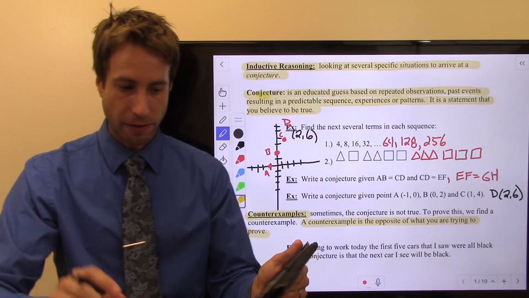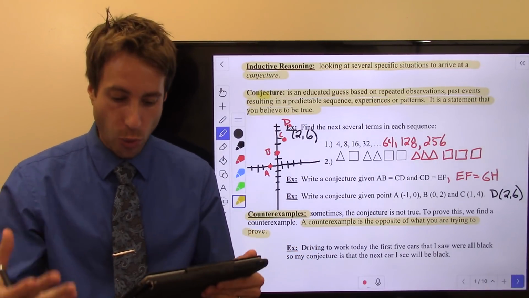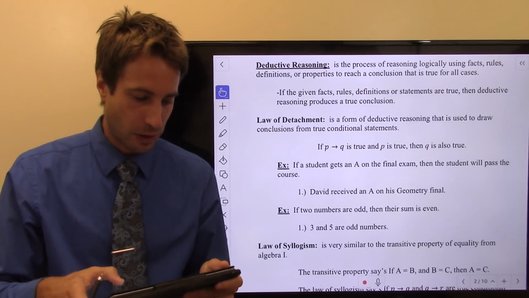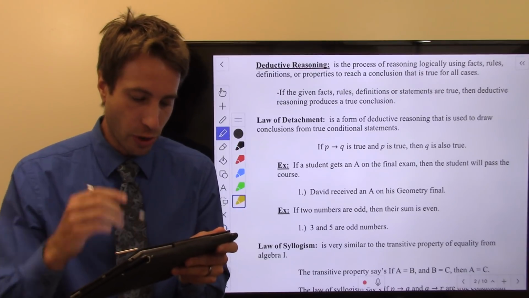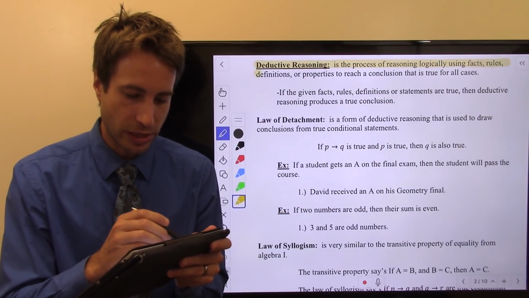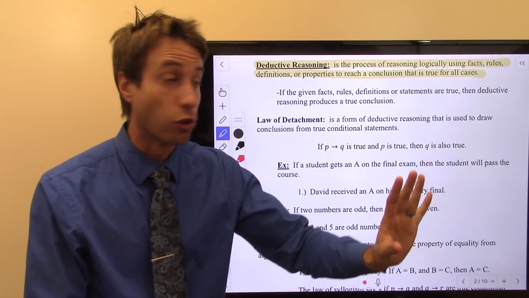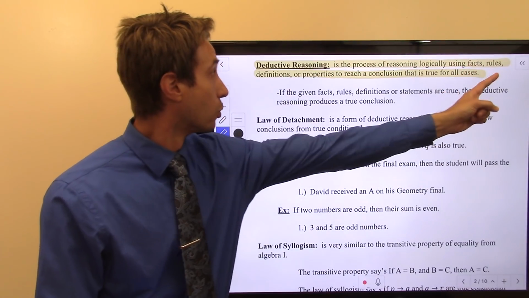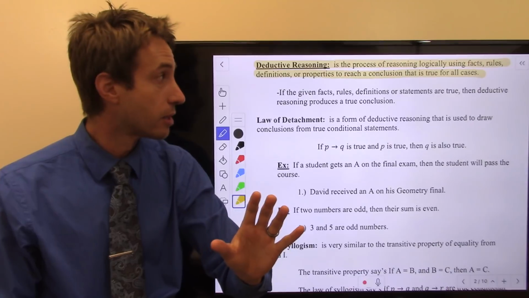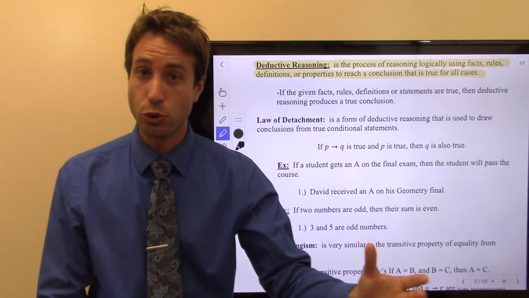So, stick with me here for a second. The next kind of reasoning, or the way of proving something, is what's known as deductive reasoning. Let me go ahead and highlight this for you. We'll talk about deductive reasoning and then the differences between the two. Deductive reasoning is a process of reasoning logically using facts, rules, definitions, properties, postulates, right? To reach a conclusion, okay, that is true for all cases.